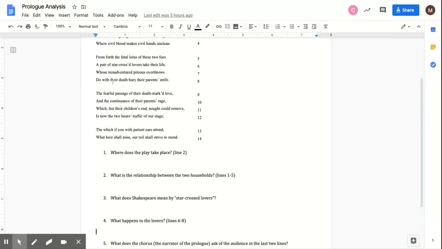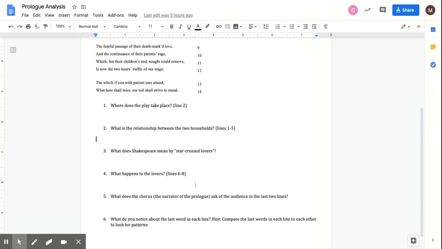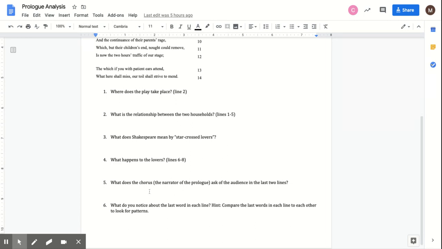What happens to the lovers? Look at lines 6 through 8, or maybe you even know. What happens to these people? Do Romeo and Juliet make it in the end? Is there a happy ending? What happens to Romeo and Juliet? The chorus actually kind of ruins the play before it starts. What is the chorus? That's the narrator of the prologue. What does the chorus ask the audience to do in the last 2 lines? What are they asking us to do here?